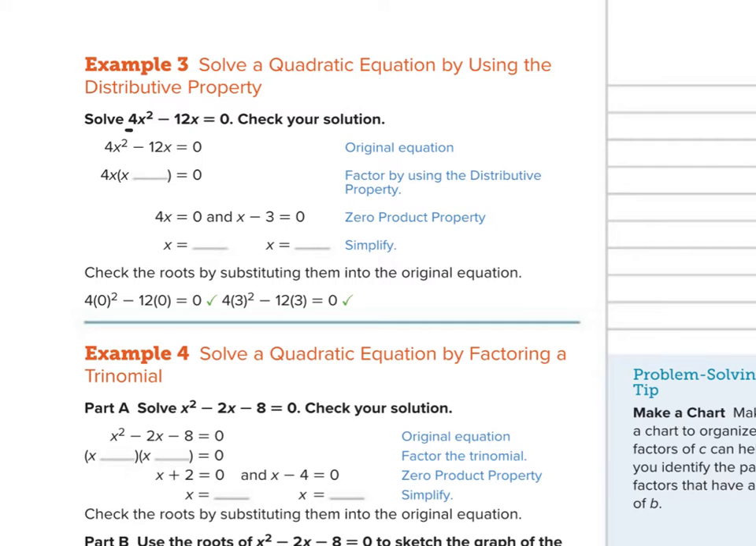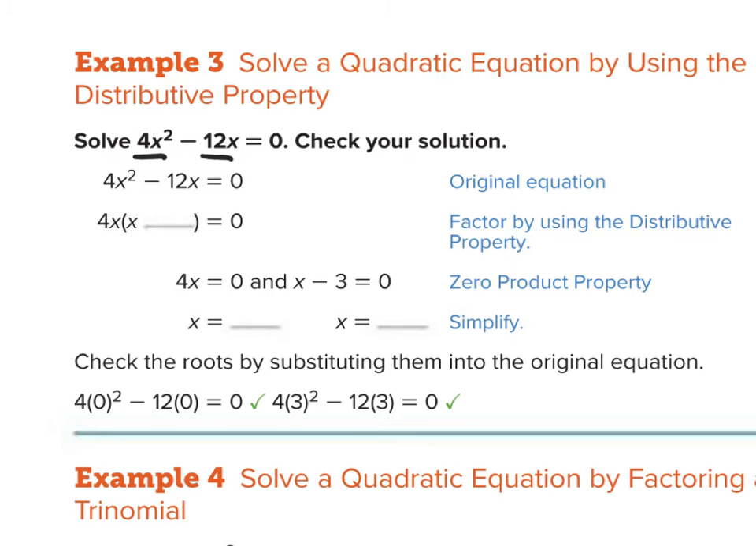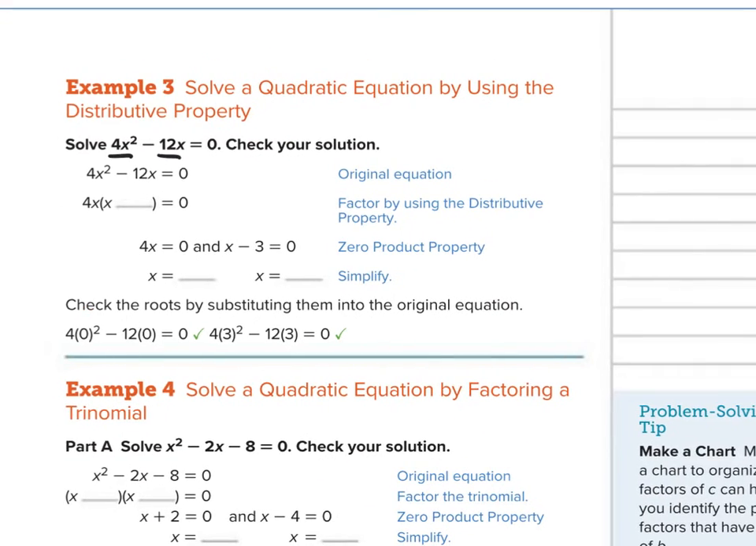Okay, so example 3 is one where they just have two parts. So we have 4x squared and 12x. So Tori, what number goes into 4 and 12? 4. Do they also share a variable? Yes, they both have an x, right? So I can take out 4x. I want to write mine over here.